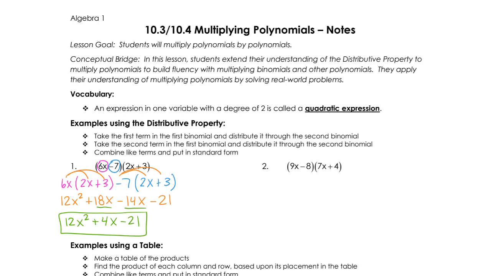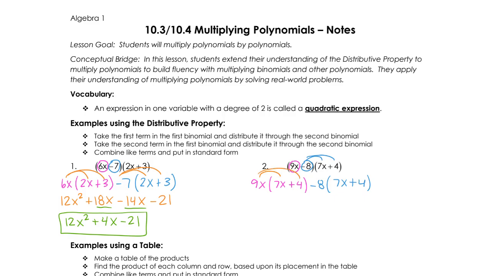So then looking at number 2, same process here, using the distributive property. I'm going to take 9x and distribute that to the second parenthesis. So then I have 9x and then times 7x plus 4. And then we're going to take negative 8 here and distribute it. So then we have minus 8 times 7x plus 4. And then again, we're just distributing here.